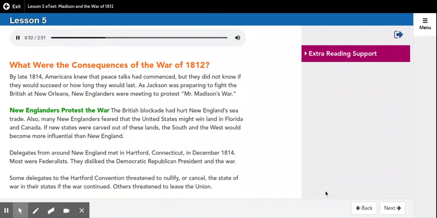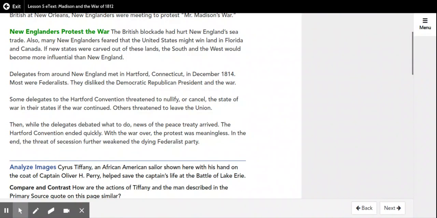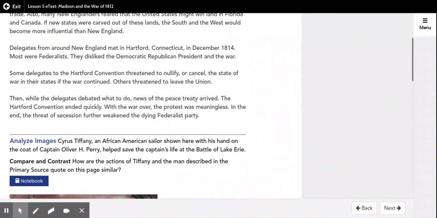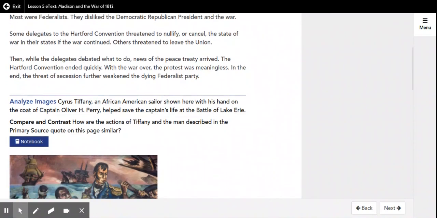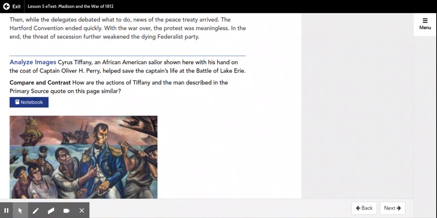Most were Federalists. They disliked the Democratic-Republican president and the war. Some delegates to the Hartford Convention threatened to nullify or cancel the state of war in their states if the war continued. Others threatened to leave the Union. Then, while the delegates debated what to do, news of the peace treaty arrived. The Hartford Convention ended quickly. With the war over, the protest was meaningless. In the end, the threat of secession further weakened the dying Federalist Party.